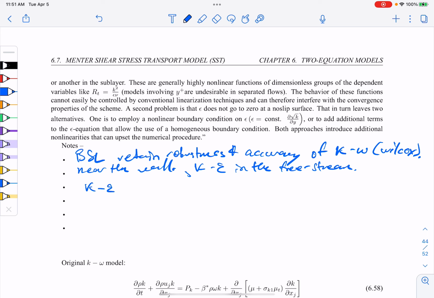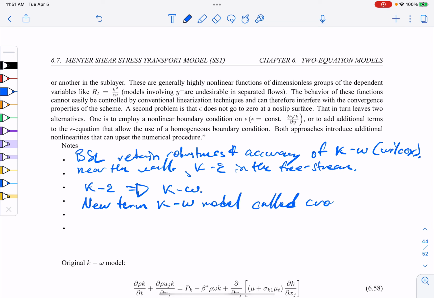A K epsilon model is going to be transformed into a K omega model, and we'll show those equations in a second. And what does that result in? There's a new term in the K omega model called the cross diffusion term, and I'll point that out when we look at the equations in a second.